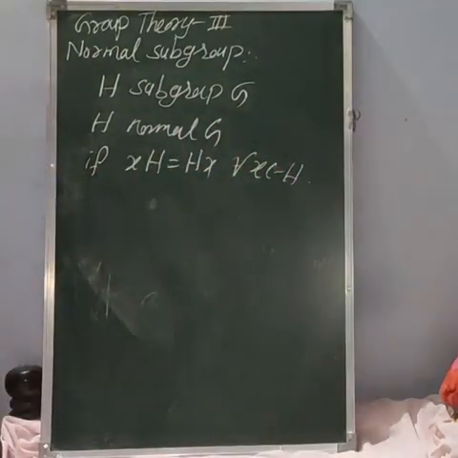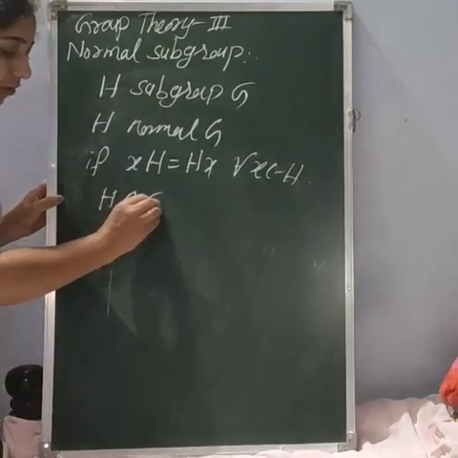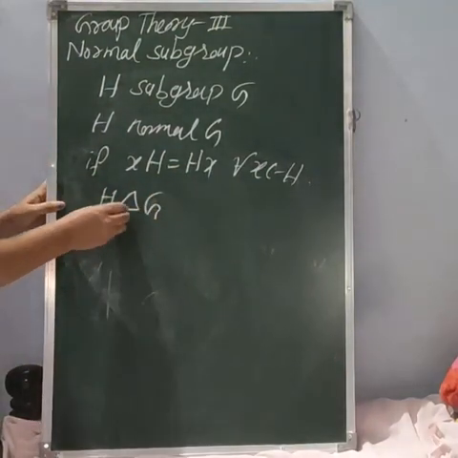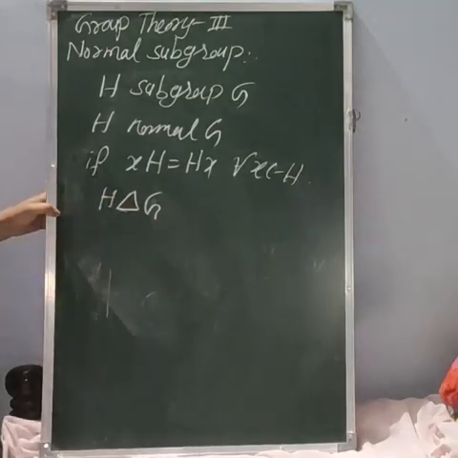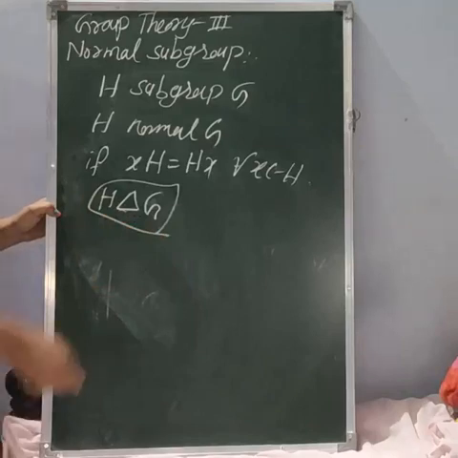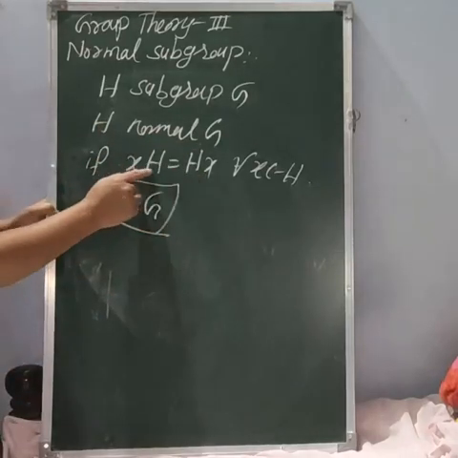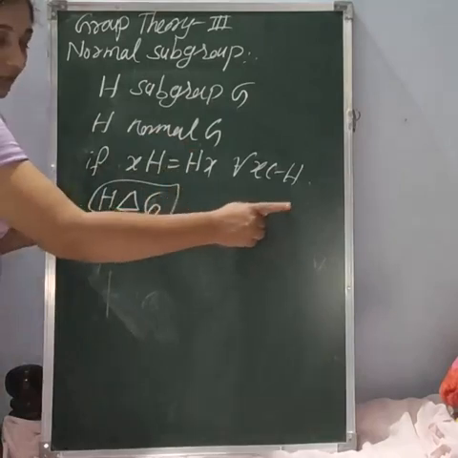X into H is equal to H into X, and this is for all X belongs to H. It is denoted by H triangle G, which is read as H is a normal subgroup of G. And when we say H is a normal subgroup of G, it satisfies this condition, X into H is equal to H into X for all X belongs to H.